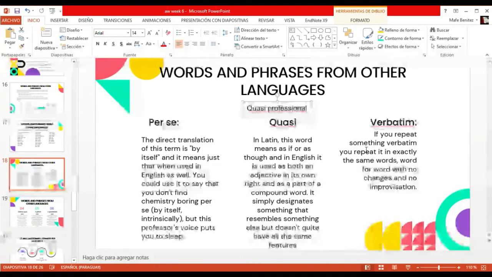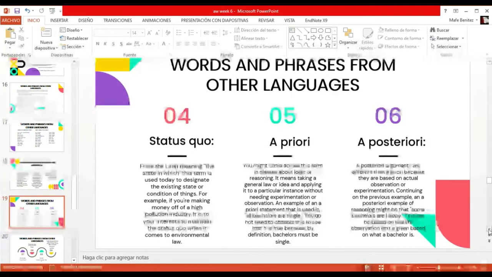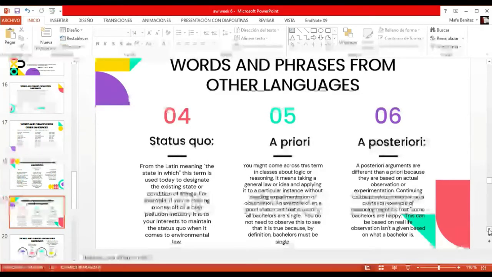Verbatim. If you repeat something verbatim, you repeat it in exactly the same words, word for word, with no changes and no improvisation. We got status quo. In all fairness, this is also used in Spanish a lot. From the Latin meaning the state in which, this term is used today to designate the existing state or condition of things. For example, if you're making money off of a high pollution industry, it is in your interest to maintain the status quo when it comes to environmental law.